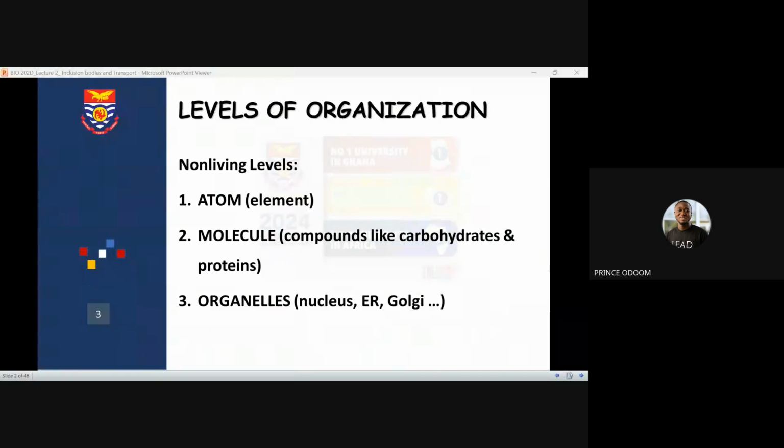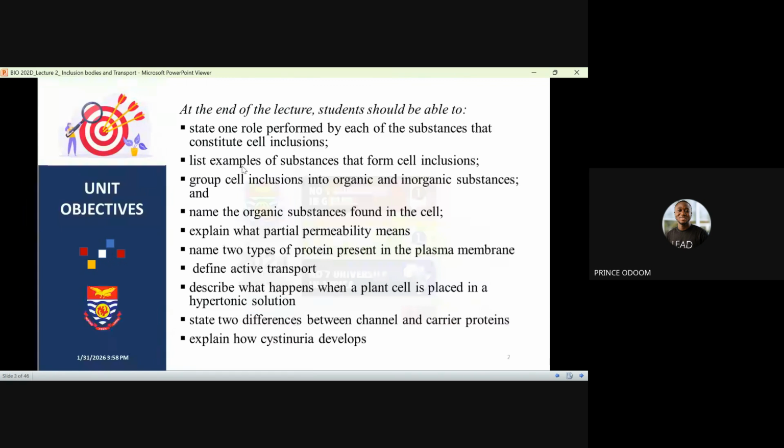Then you should be able to look at the role performed by each of the substances. You will list examples of substances that form cell inclusions. Then we'll delve into the organic substances that are found in the cell. We'll explain why the cell membrane is partially permeable. Then we'll look at diffusion, osmosis, and active transport. Then we'll describe tonicity, and we'll end by looking at the channel and carrier proteins as well.